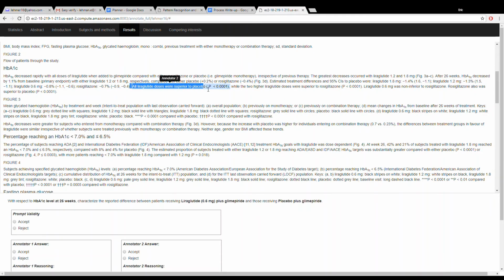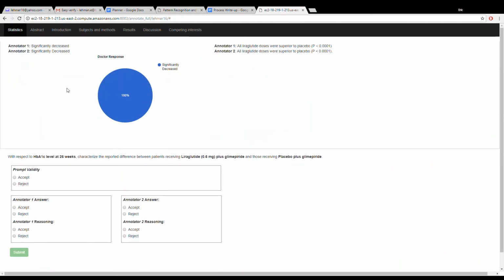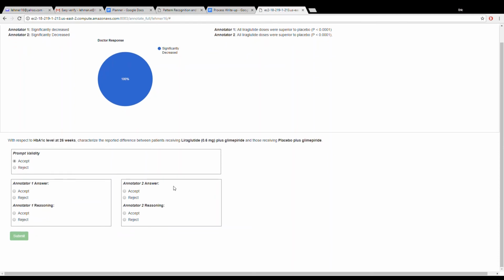We can also state that the reasoning of both annotators is also valid. Lastly, we can see that HbA1c is decreased through the addition of glimepiride to liraglutide. Therefore, an answer of significantly decreased is valid. Lastly, we will accept the prompt and accept the answers, and then submit to move on to the next task.